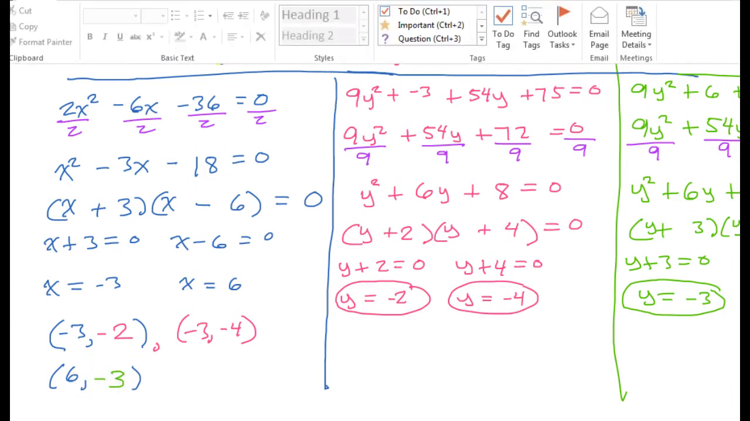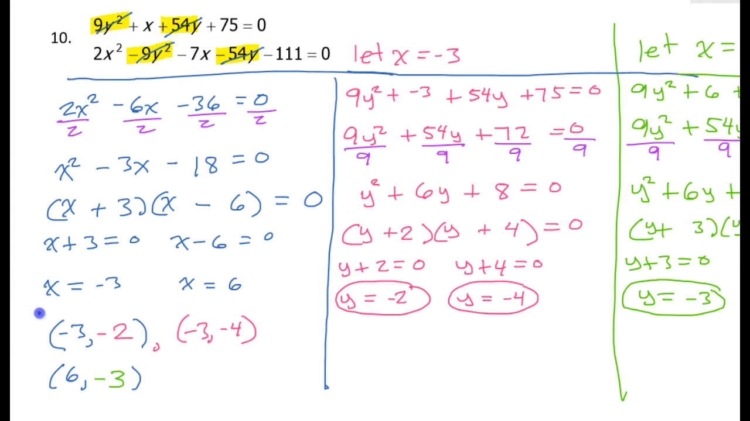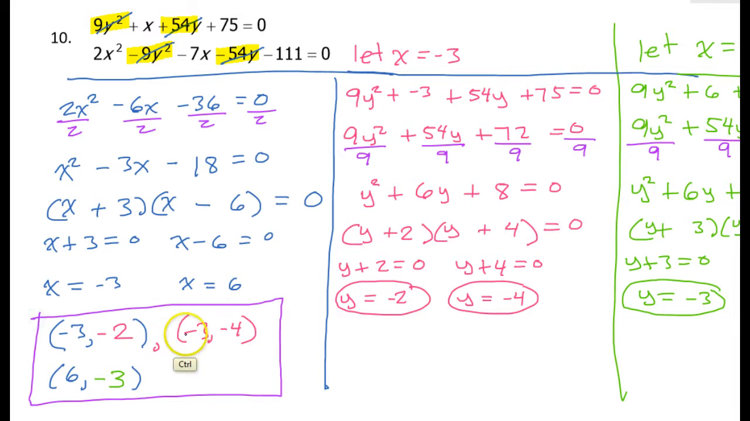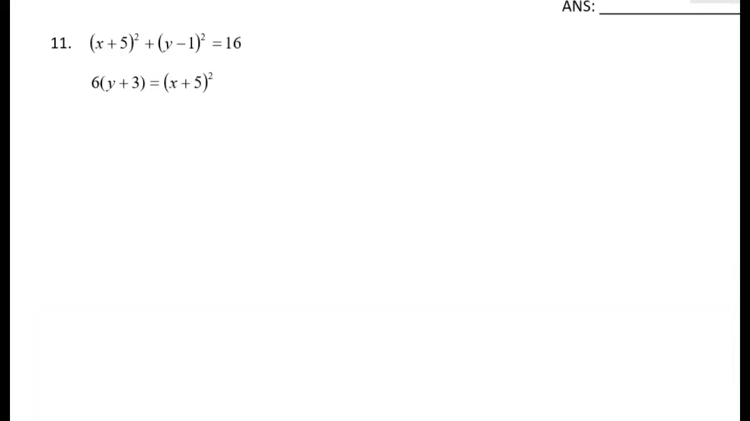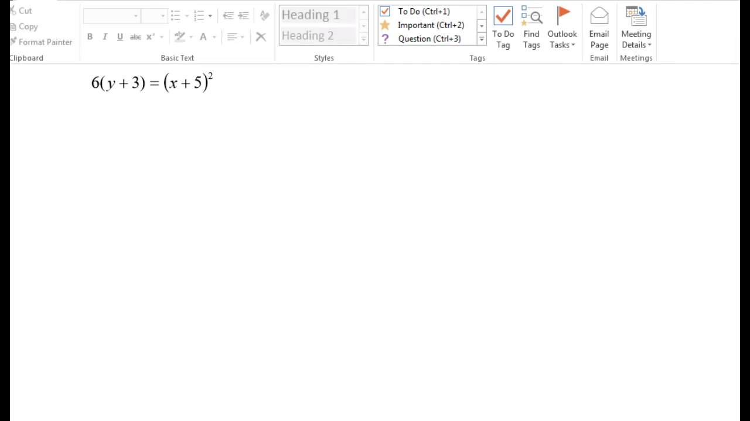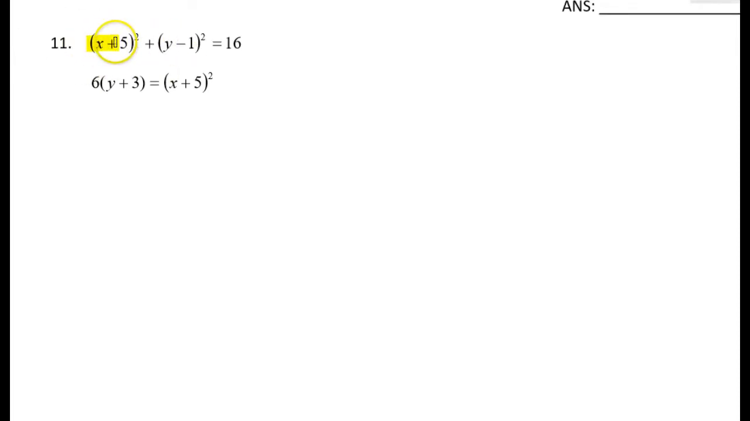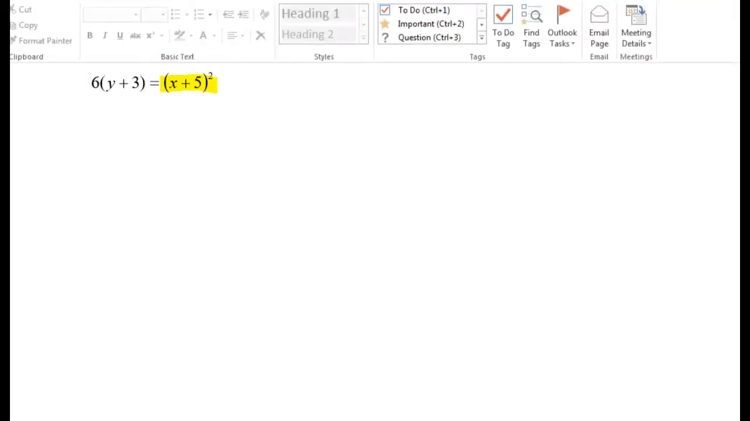So these 3 points represent the intersection between the parabola and the hyperbola. Alright, so this is the solution set right here. Let's do one more, but this time we're going to use substitution. So a problem like this is perfect for substitution, because notice that part of this equation is the same for both equations. Both equations have x plus 5 squared in it. So we should be able to do a nice little substitution there.